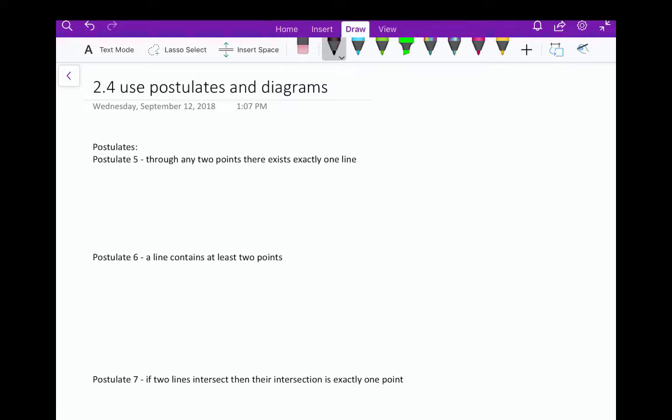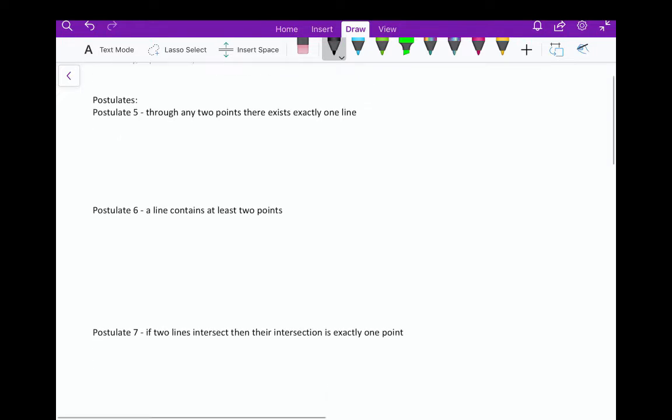Here we have section 2.4, using postulates and diagrams. So I've listed a bunch of postulates here. Make sure you have these in your notebook. And what I'm going to do is go through each postulate and draw the diagram of what the postulate would look like. So you need to be able to read a postulate and draw a diagram. You also need to be able to look at a diagram and figure out what postulate that is modeling. You don't necessarily have to know the number of the postulate, but you have to know what the postulate says.